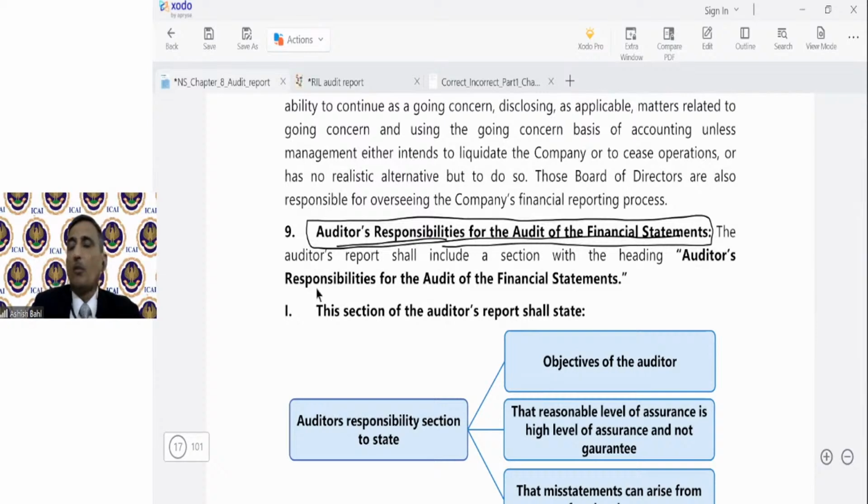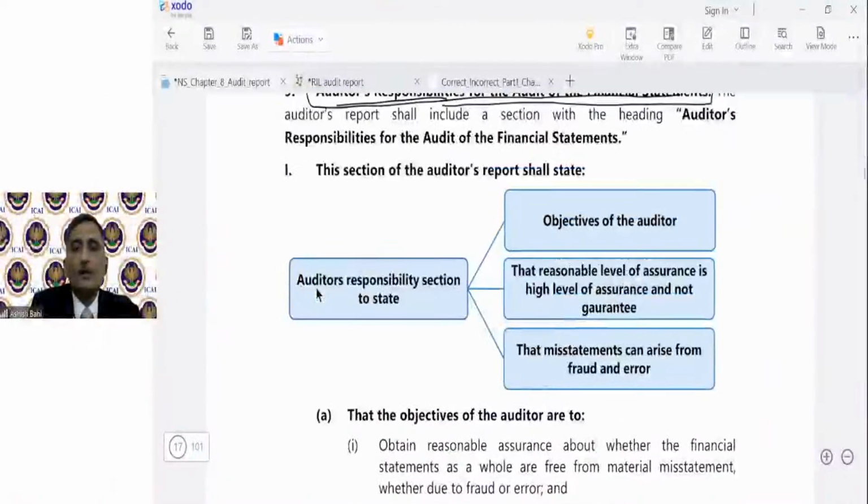So auditors' responsibilities for the audit of financial statements, these are included in the audit report. These are part of the audit report. Yes, Harmisha, auditor's responsibility contains almost the same words. Almost the same words. So it shall state three things. It shall state objectives of auditor.